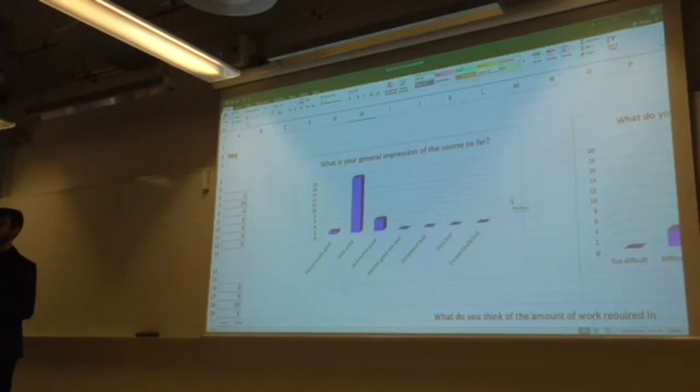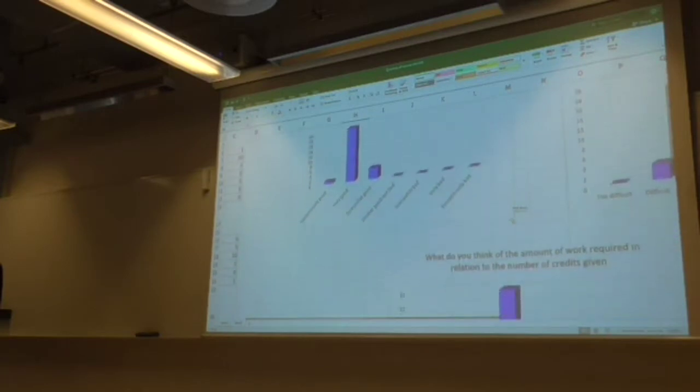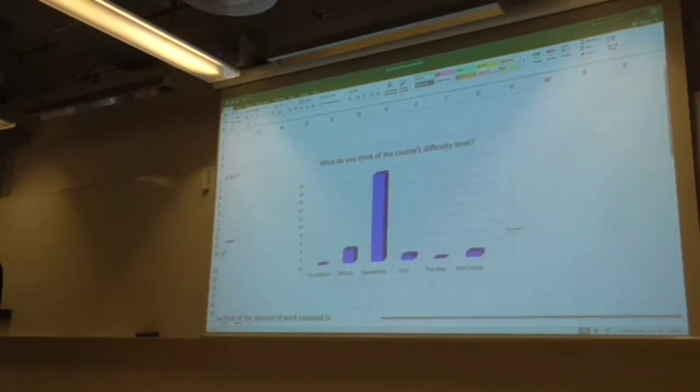As always, if you've got any concerns or think that things are going a bit off the rails, either in your own project or with what we're doing to teach you and lead those projects, then please get in touch with us. What do you think of the course's difficulty level? Almost everyone said appropriate. Hopefully the course continues to be appropriately difficult. I suppose that's the best you can hope for, right, Jim? Not too easy and not too difficult.